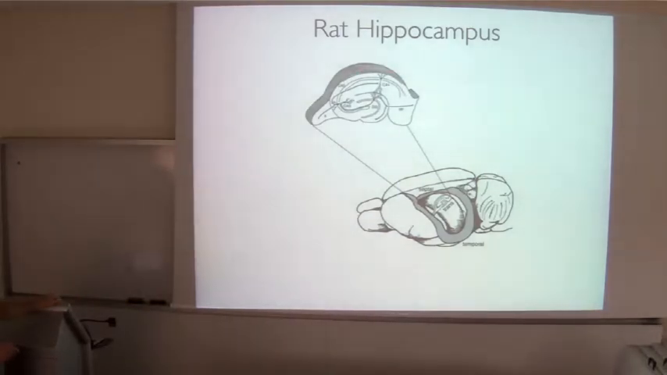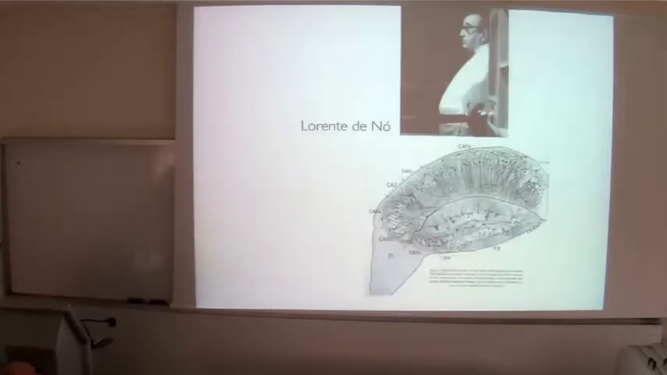Okay, so then if you cut it sagittally, you get the classical picture of the hippocampus. So this is what a slice of hippocampus usually looks like, and this is what you will see in almost any synaptic physiology talk. This has been seen already very early on by different anatomists. One of them is Lorente de Nó.